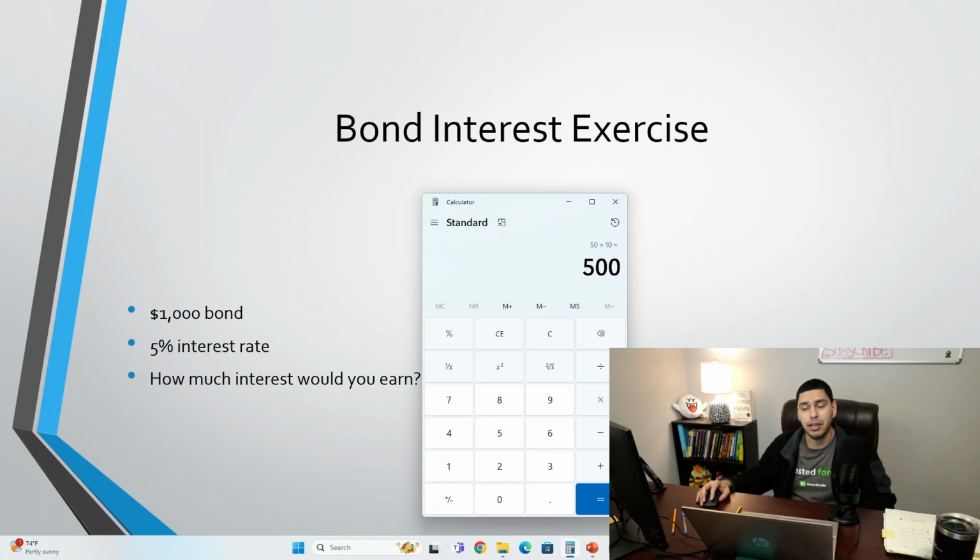Remember, they pay you $50 per year in interest, but they pay you every 6 months. So let's take that $50 per year, and we'll divide it by 2 because they pay us every 6 months. So you'll get $25 every 6 months for the next 10 years. And that'll add up to $500.